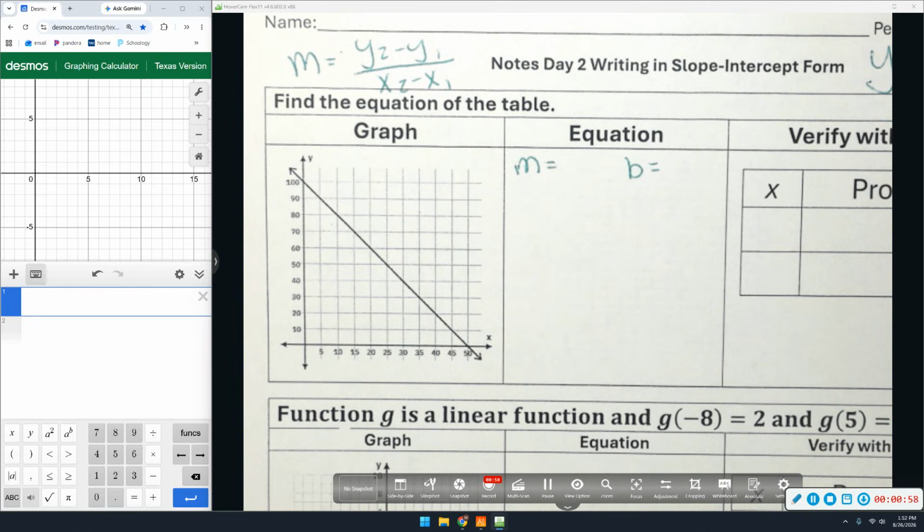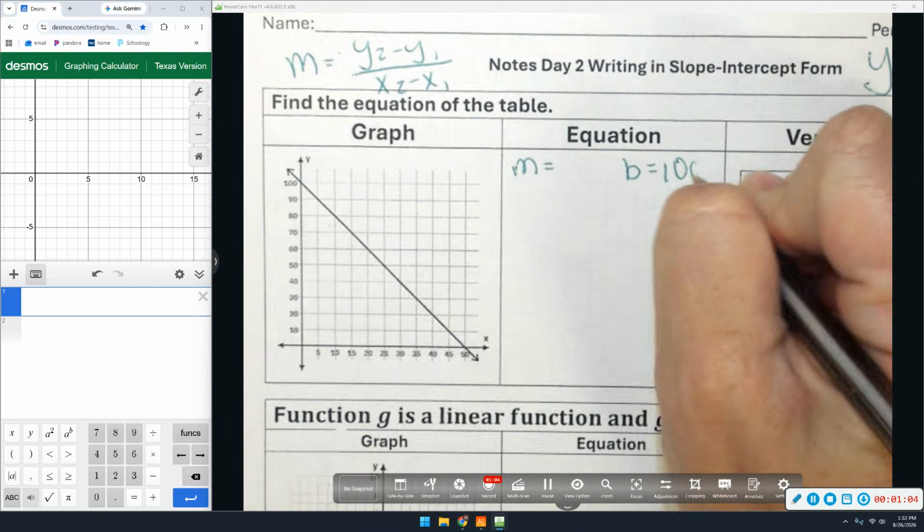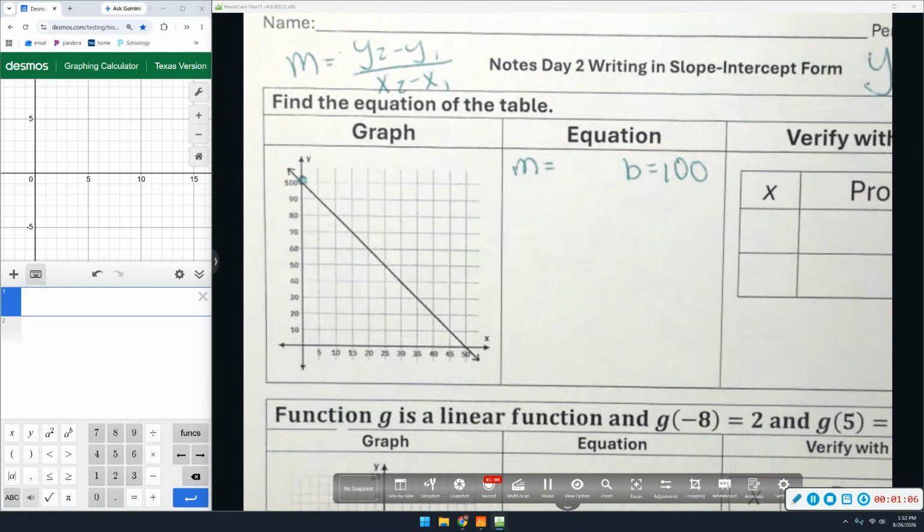But can I look at my graph and just see my y-intercept? Yeah, what's my y-intercept here? 100. So we already know our b. Now, when it's not counting by ones, I don't like finding slope on the graph. I don't like using rise over run.